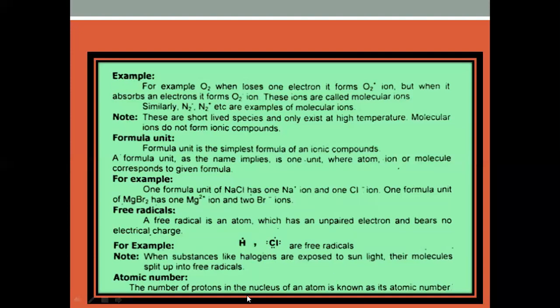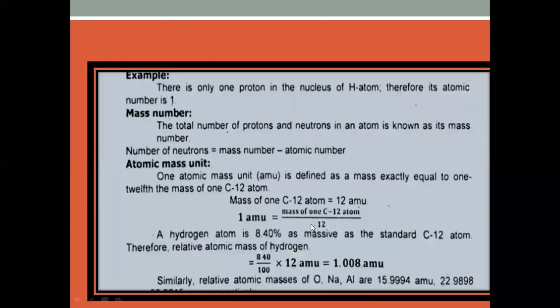Atomic number: the number of protons in the nucleus of an atom is known as its atomic number. For example, there is only one proton in the nucleus of a hydrogen atom, therefore its atomic number is 1. Mass number: the total number of protons and neutrons present in an atom is known as its mass number. Number of neutrons is equal to mass number minus atomic number.